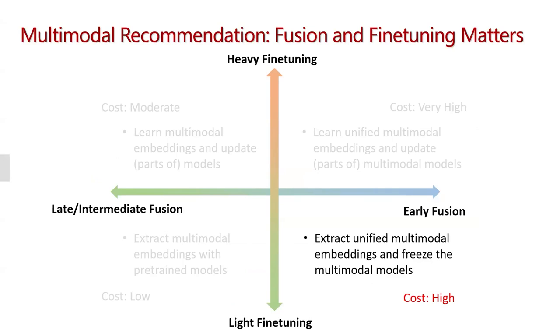And then I will introduce the lower right part. This is a very interesting area, and many methods have already used this paradigm in industrial systems, because we can extract unified multimodal embeddings with some pre-trained models, and we can freeze these multimodal models to save the computational cost, right? But due to the size of modern pre-trained multimodal models, the cost is already very high, but if we do not fine-tune the models, the cost may not be so acceptable.